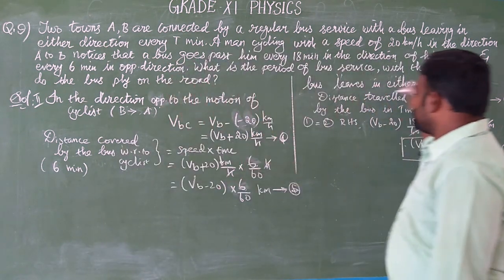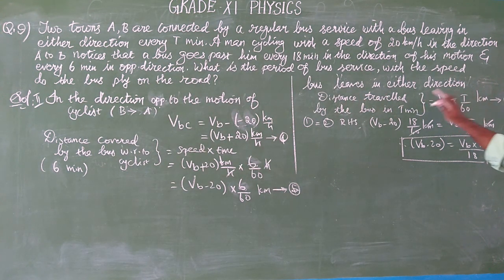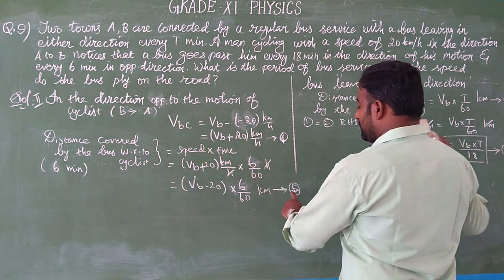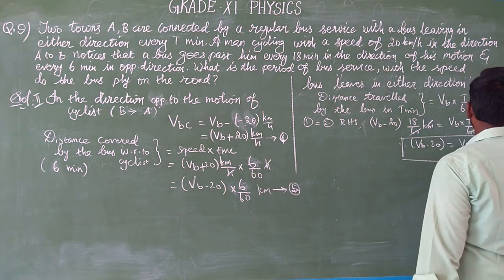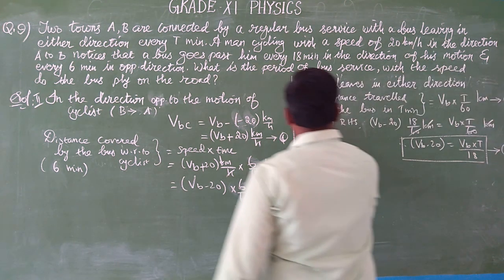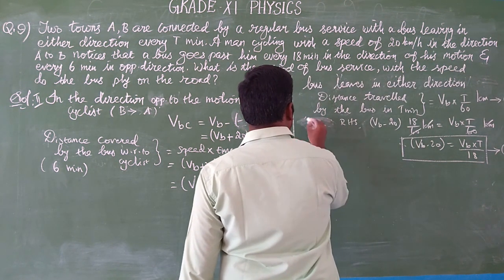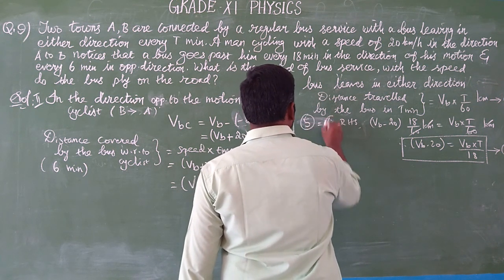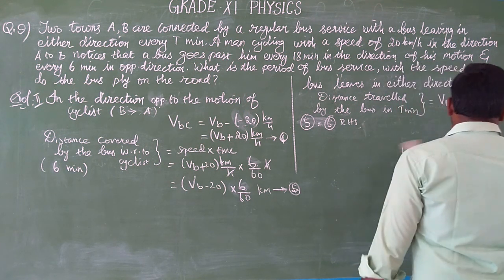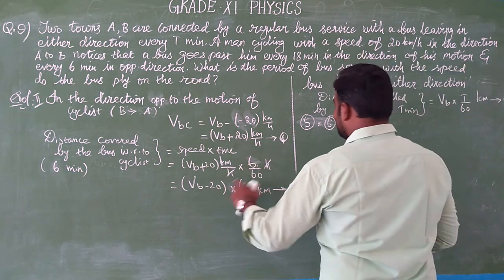Similarly, the bus leaves in either direction, so the distance traveled by the bus in t minutes is the velocity of the bus and the time taken. Distance is equal to speed into time. This is equation number 6. Now compare these two equations, equations 5 and 6, by equating the right hand sides.